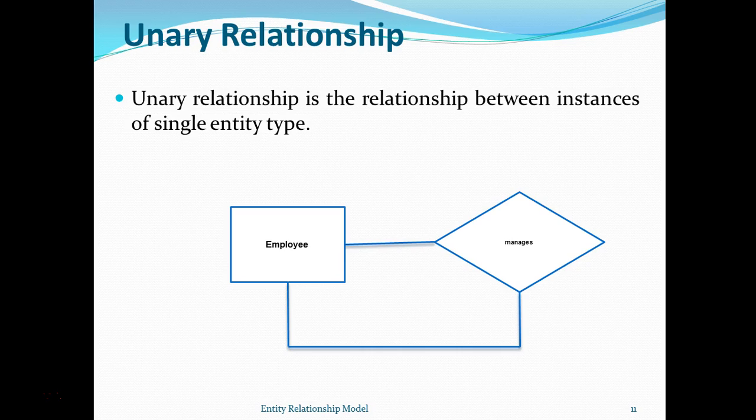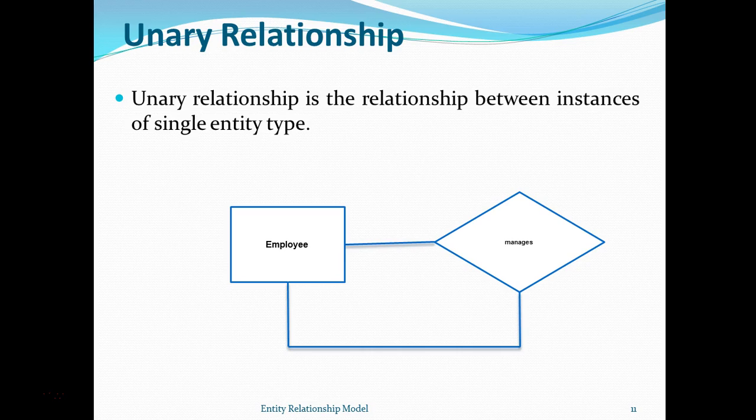The unary relationship is also called a recursive relationship, where the single entity is related to itself. For example, employee and the relationship manages. If you look at any organization, we have the employees and we have the managers and staff. The manager of that particular organization is also an employee of that organization. So he is also in the employee category.